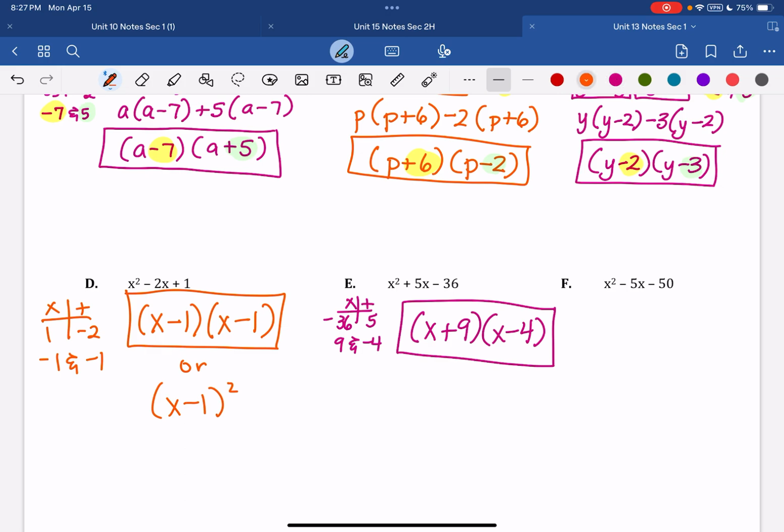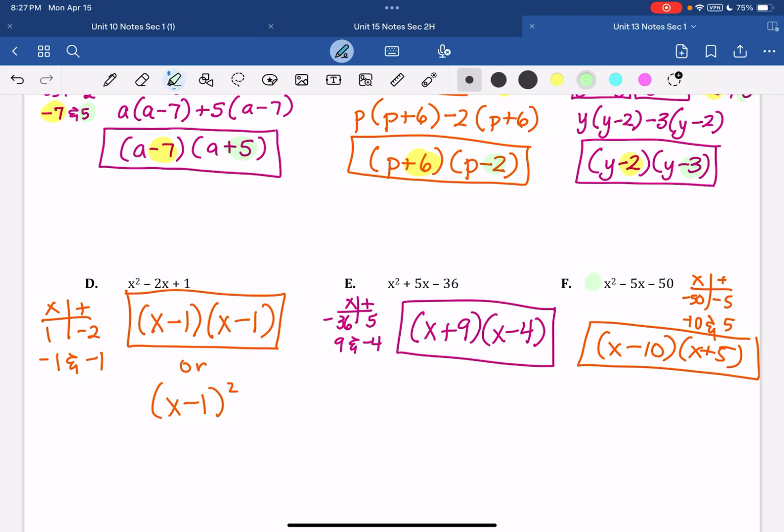And our last one multiplies to be negative 50 and adds to be negative 5. So again, a negative and a positive. This time the negative is going to be the bigger one. So x minus 10, x plus 5. Okay, so this shortcut, again, only works when what we call the leading coefficient is 1.